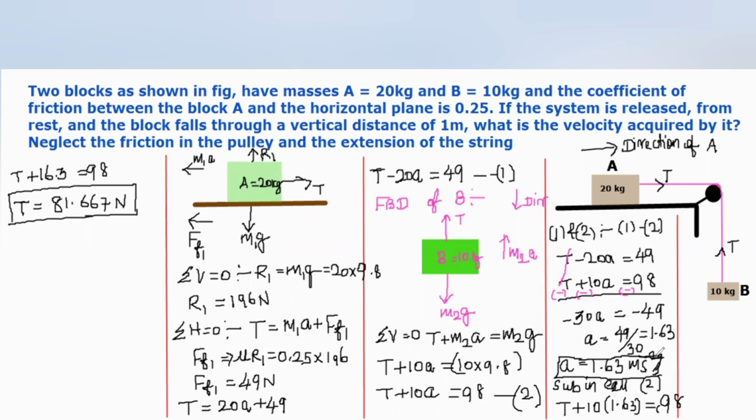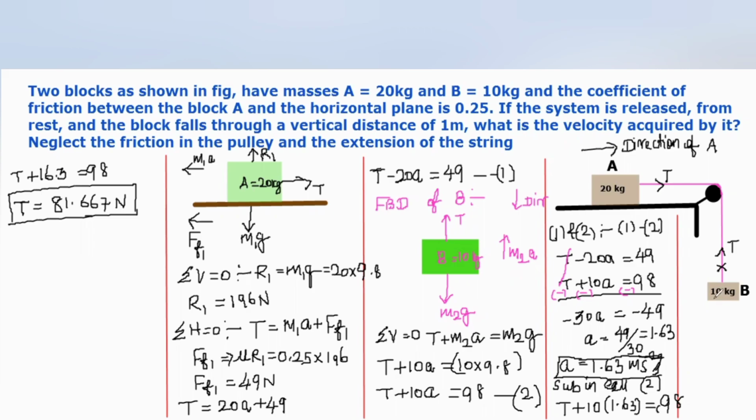Then here we have the acceleration. As I mentioned earlier, if I cut the string, then object B will fall under the influence of gravity. That is, it will move downwards with the acceleration due to gravity, that is 9.81 meters per second square.